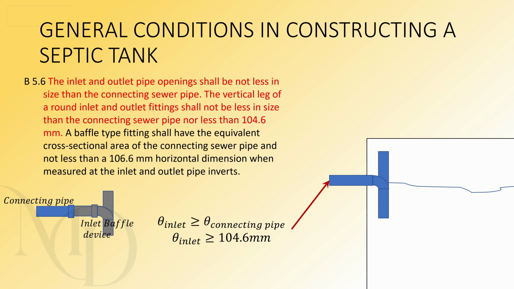The first statement tells us that the inlet and outlet pipe openings should never be smaller than the connecting sewer pipe. In other words, the baffles must match the size of the connecting pipe. For round fittings, the vertical leg must not be smaller than that same connecting pipe, and in no case should it be less than 104.6 millimeters. This ensures smooth flow and avoids clogging.